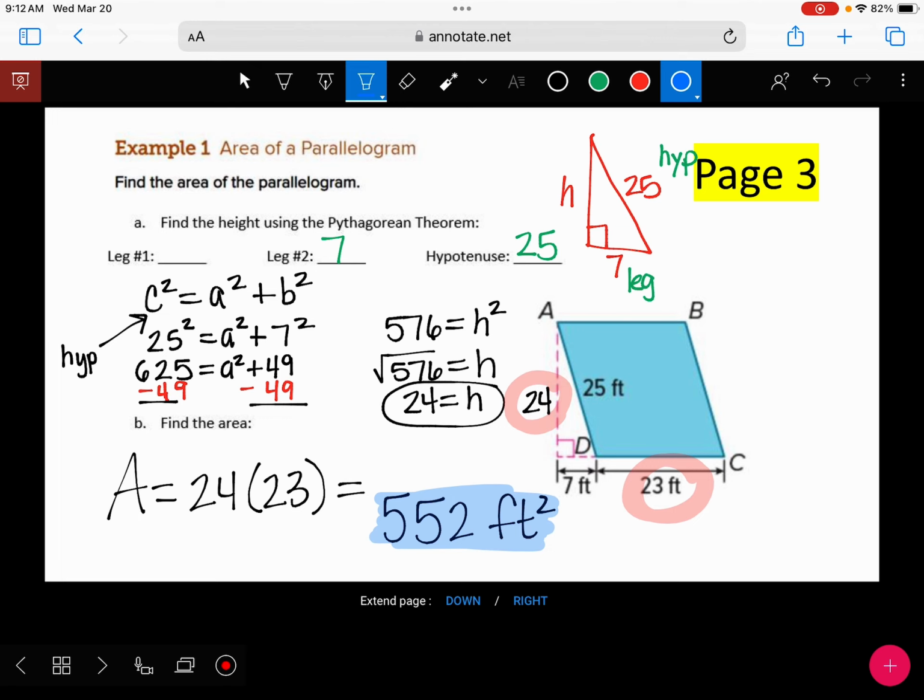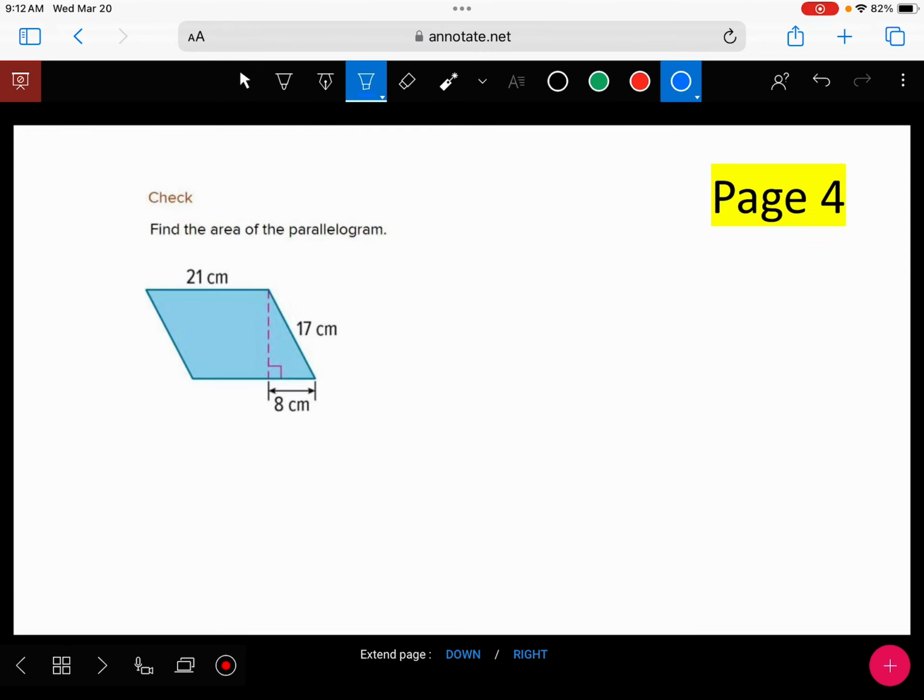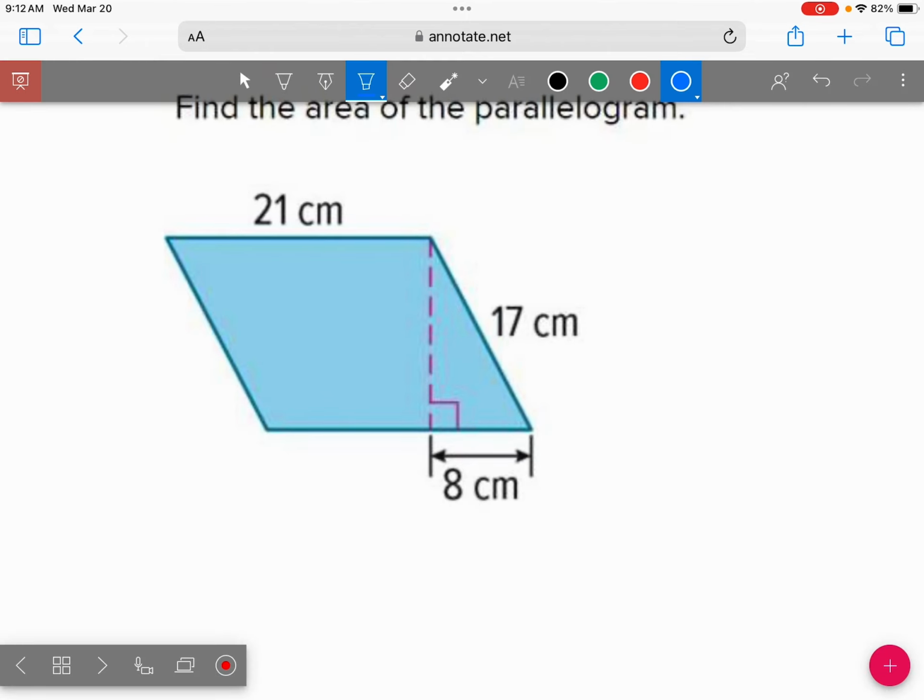All right, let's go ahead and look at question 2 on page 4. So again, I need to know. So this is my base. I want you to circle this. Write the word base. This is the base. But I need to know H. This is H. I don't know H. So I have to start by finding H.